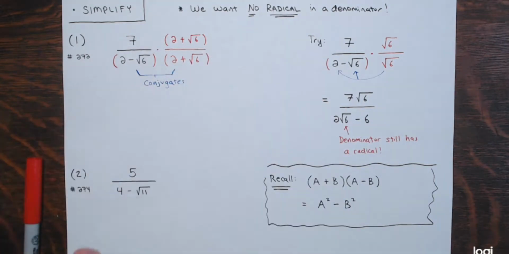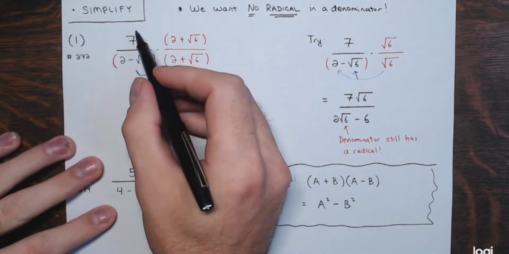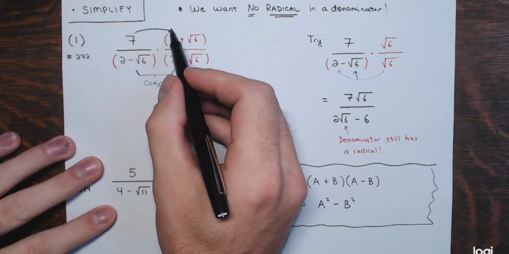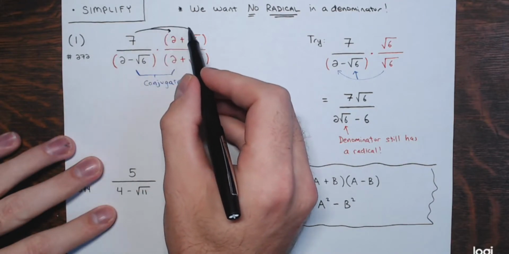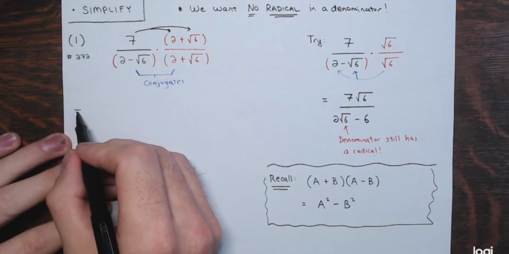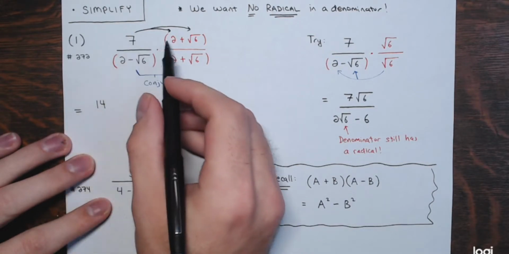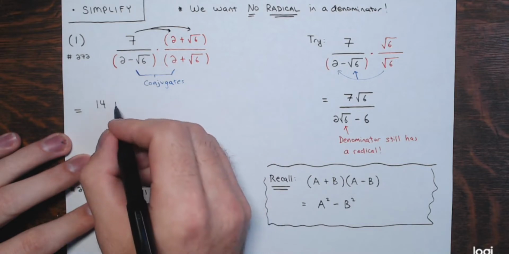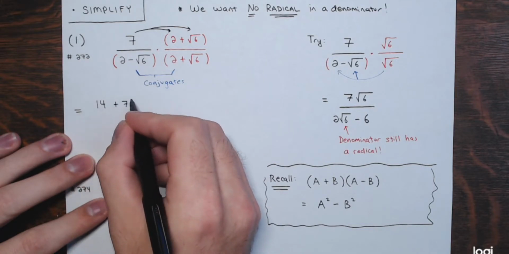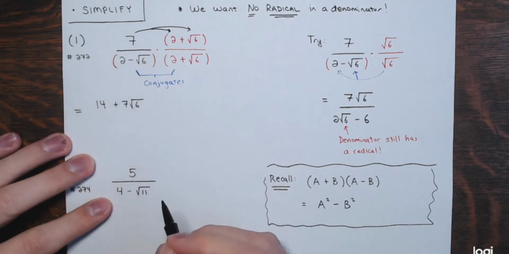Alright, conjugates. Now the numerator, just multiply out and simplify, right? You're going to distribute the 7. So in the numerator I have 7 times 2 is 14. 7 times positive square root of 6 is just positive 7 times the square root of 6, right? Those don't get multiplied together because one is a radical and one is not.